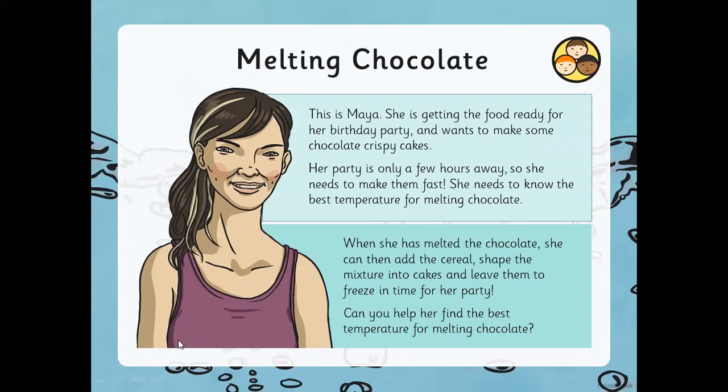So this is Maya. She's getting the food ready for her birthday party and wants to make some chocolate crispy cakes. Her party is only a few hours away, so she needs to make them fast. She needs to know the best temperature for melting chocolate. When she has melted the chocolate, she can add the cereal, shape the mixture into cakes, and leave them to freeze in time for her party. Can you help her find the best temperature for melting chocolate?